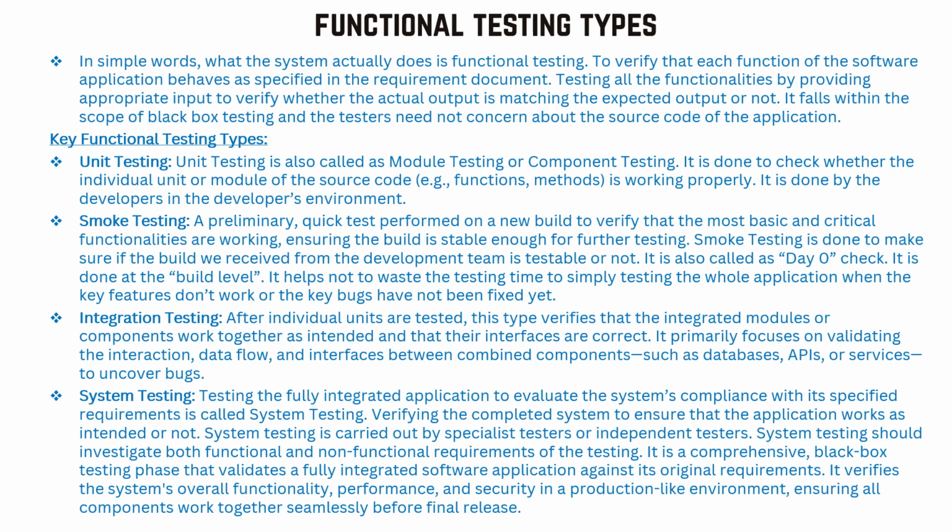So unit testing is primarily done by the development team. Unit testing is also called module testing or component testing. It is done to check whether an individual unit of the source code, like a method or function, is working properly. It is primarily done by the developer in the developer environment whenever they have a small unit of code. They can perform testing to verify that each unit works properly in an isolated way. Any issue they identify, they can fix by themselves.